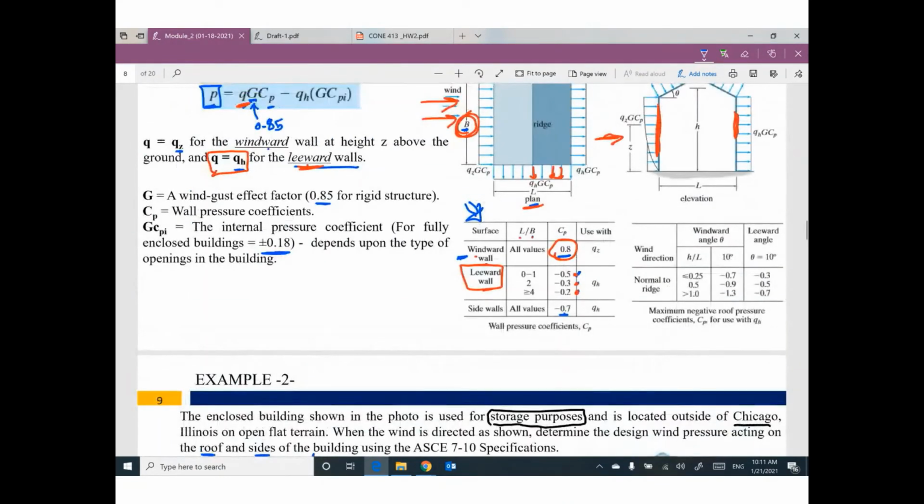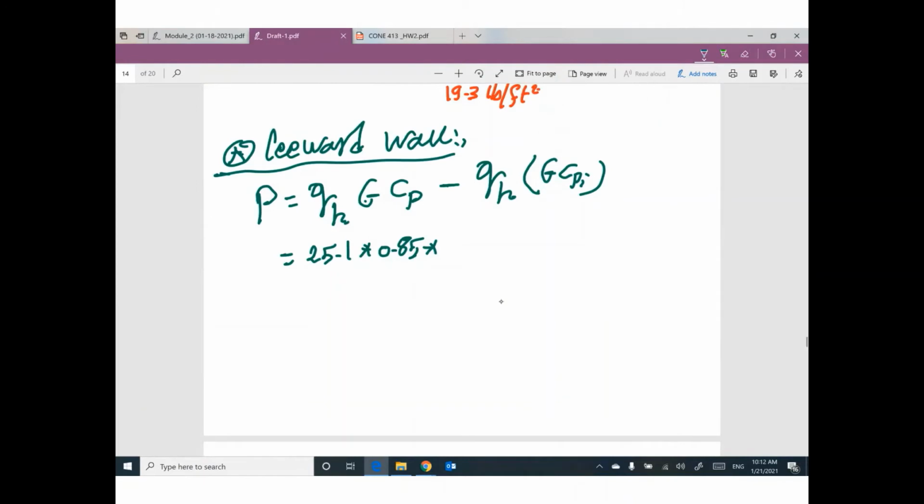So if the ratio L divided by B is between 0 and 1, your value will be negative 0.5. So this value CP will be negative 0.5, minus QH 25.1 times GCPI, plus or minus 0.18. So we will have two values for P of the leeward wall. We have only one value, a constant value.